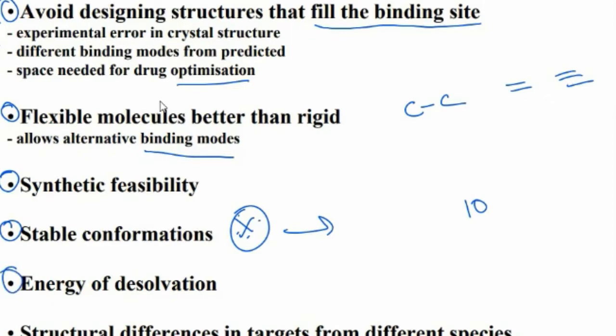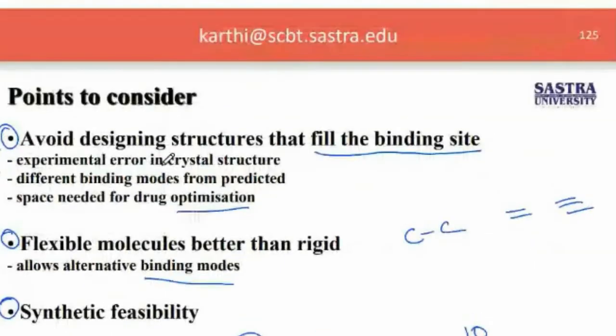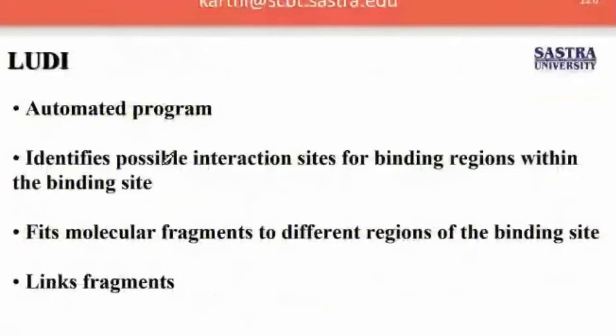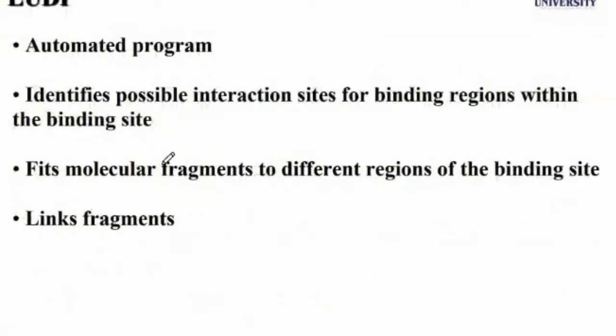Energy of desolvation again, it won't deal with any desolvation energy. So we have to think of the desolvation energy. I'll be discussing that later, not in this session, some other session, right? Structural differences in the target from different species, no need to bother much about that, right? So these are the points that we have to consider while going for de novo ligand design. Is that understandable?